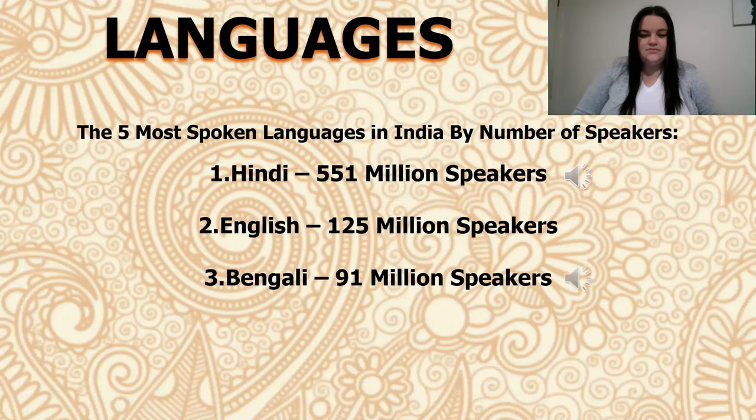Number 3 is Bengali, with 91 million speakers. Bengali is the foremost language in most of the states in the northeastern regions of India, including Andaman and Nicobar Island. Bengali was initially a secular language of Old Indo-Aryan and was influenced by Persian and Arabic.